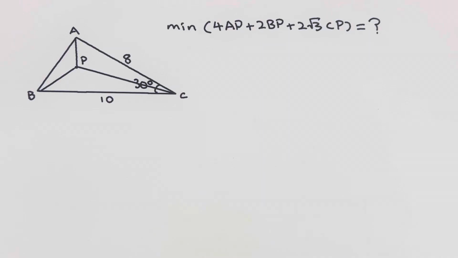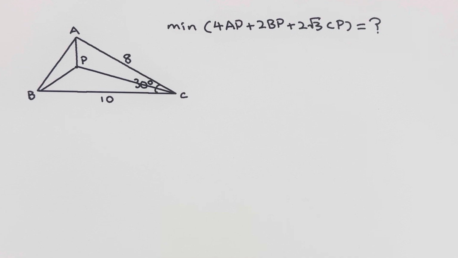In this problem, we are given that in triangle ABC, BC equals 10, AC equals 8. P is a moving point inside triangle ABC, and angle ACB equals 30 degrees. Find the minimum value of 4AP plus 2BP plus 2√3 CP.